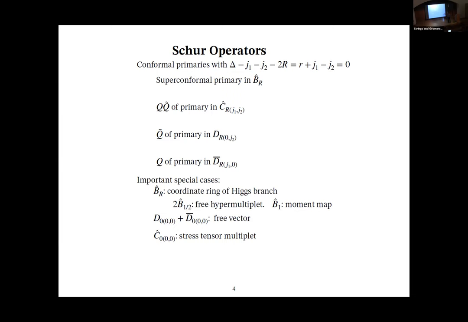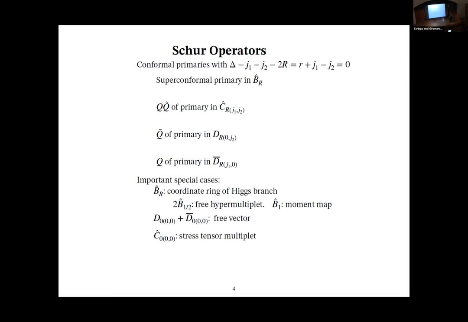D000 plus D-bar is the free vector multiplet, the second simplest N=2 superconformal field theory, just the free abelian vector multiplet. And C-hat 000 is the stress tensor multiplet. It contains the stress tensor, the R currents of the N=2 theory, and so on. Okay, so what do we do?